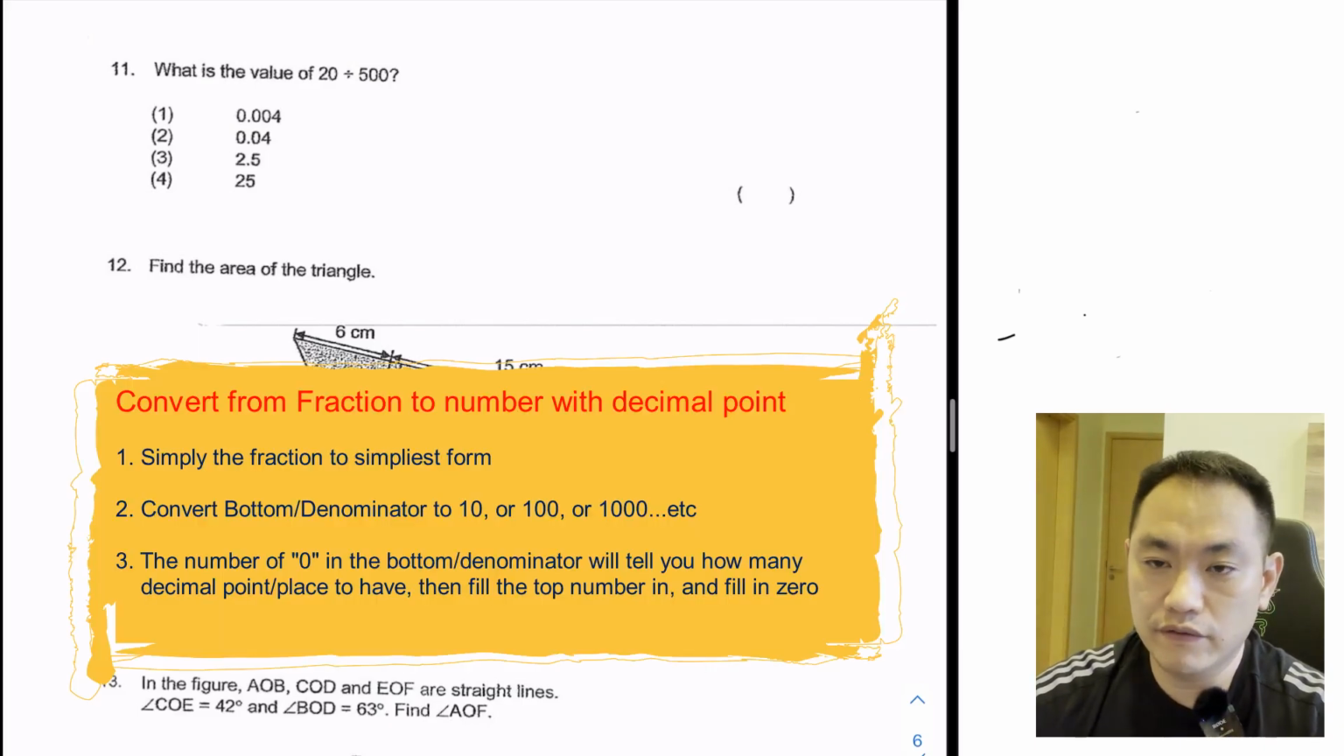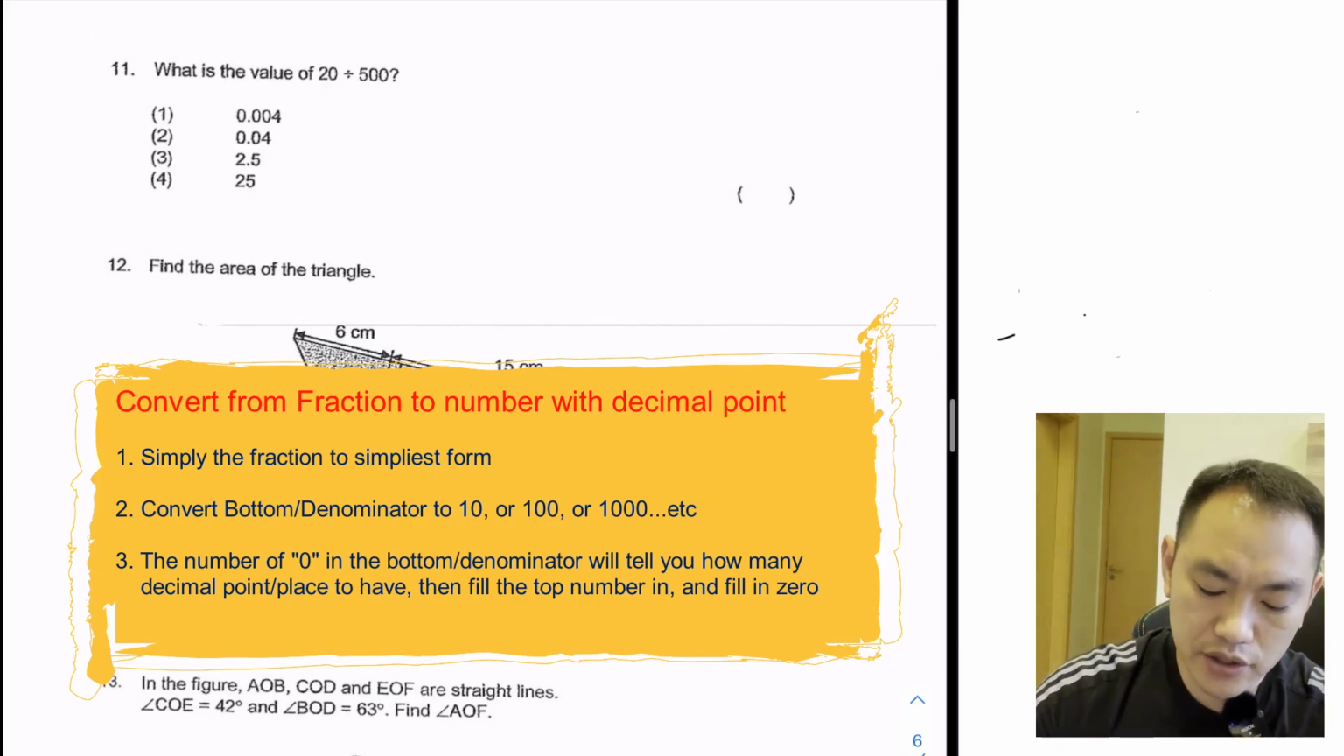Remember, when you want to convert any fraction to decimal points, the easiest way is always to make sure the denominator is a multiple of 10. So it's either 10, 100, 1000, 10,000, and so on and so forth. And then you will be able to convert. You can count how many zeros there are, and then you can convert to decimal points. Okay, so let's do the calculation here.